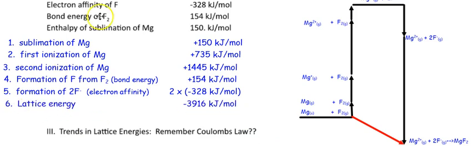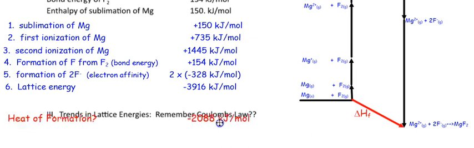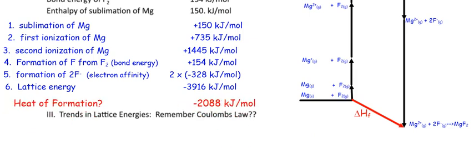So now what do I do? I add, subtract, and what do I get for the heat of formation? That's what this red line is, the heat of formation. That is going to be hopefully negative 2088. Okay, so that's where I go from its elements in their natural state to the solid. That's the heat of formation, if you recall. But I had to go from the lattice energy down to that. That's your Hess's law.